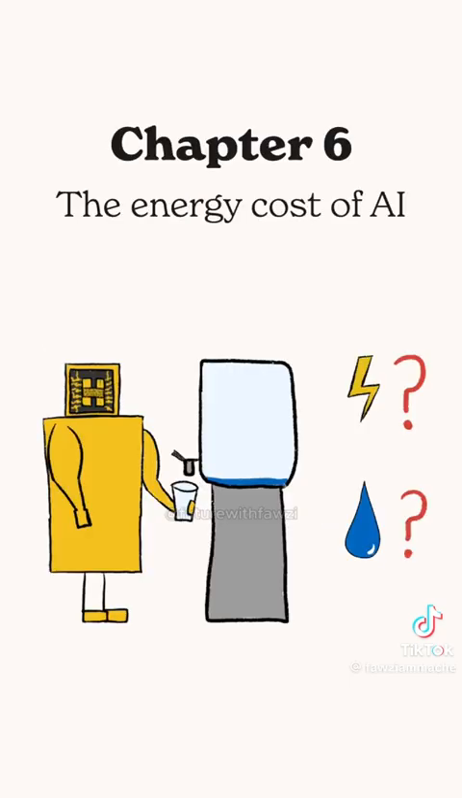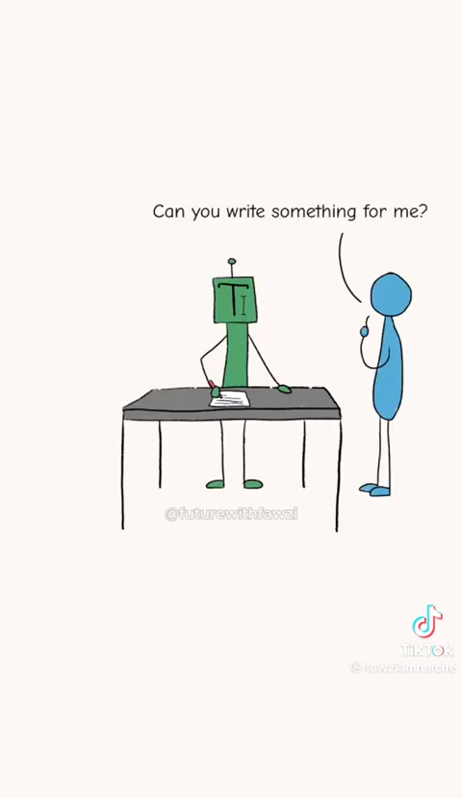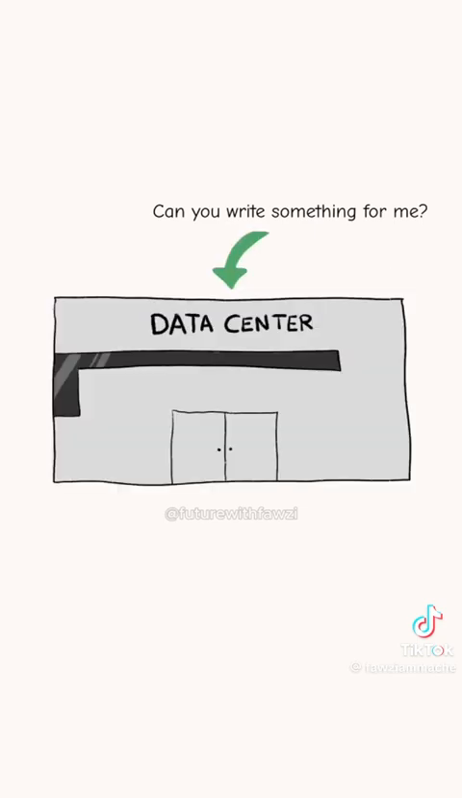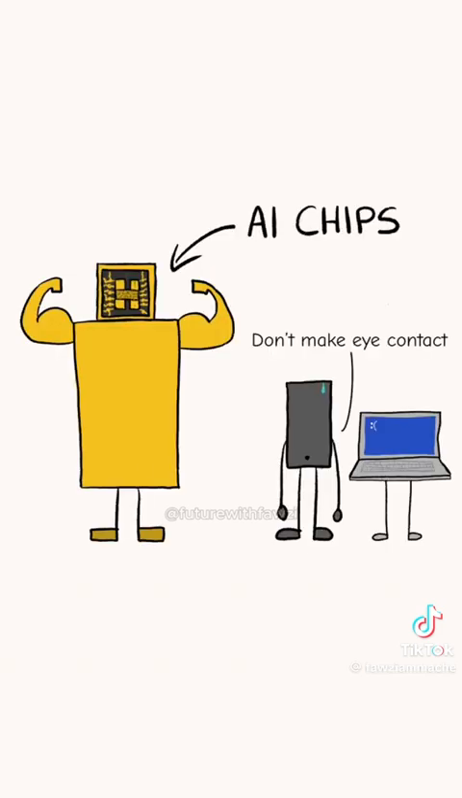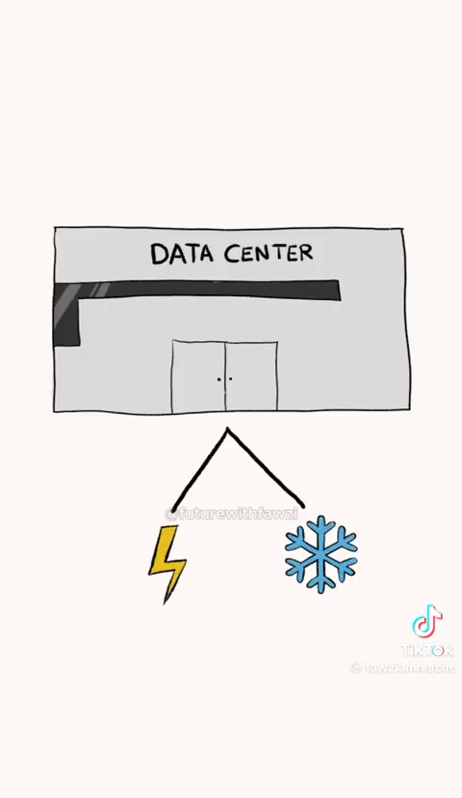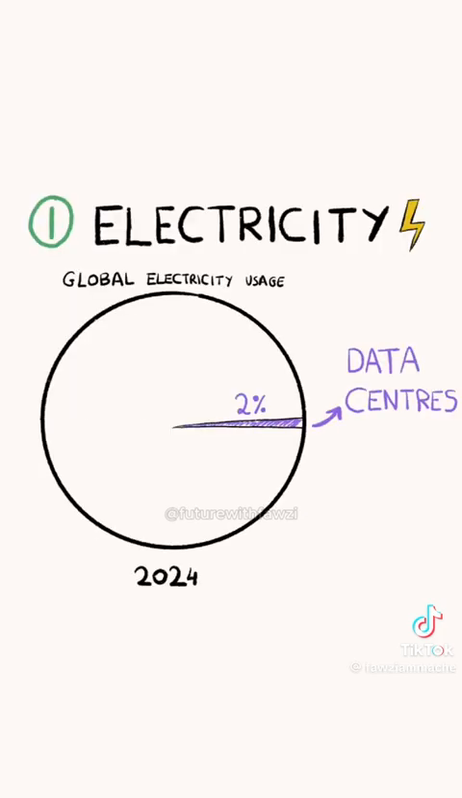Chapter 6. The energy cost of AI. Every time you ask AI a question, that request is sent to a data center and processed by thousands of AI chips, because the hardware in our phones and laptops isn't powerful enough to do it. These data centers need 2 things to operate. First, they need electricity to run. In 2024, data centers use 2% of the world's electricity, but this number is for all data centers that keep the internet running.